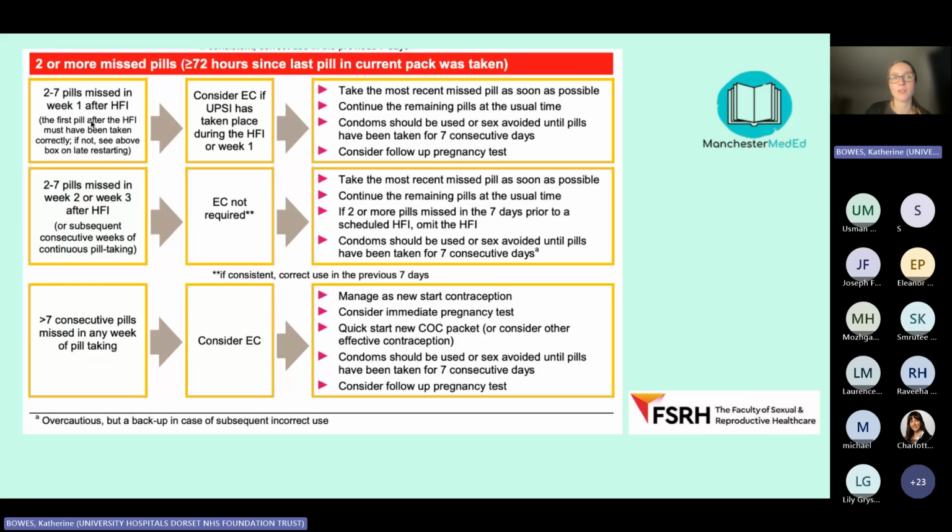So here, the top bit of the diagram, 2 to 7 pills missed in week 1 after the hormone-free interval. That's what HFI means. Consider emergency contraception if UPSI has taken place during the HFI or week 1. So that's sort of where I got the answer to that question from. And having an awareness of this, I would say, is really, really helpful.